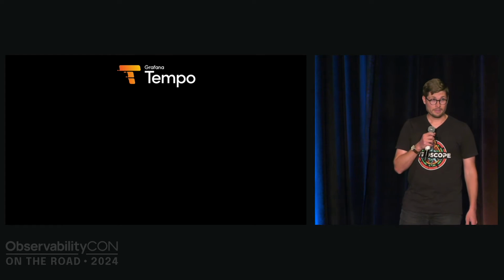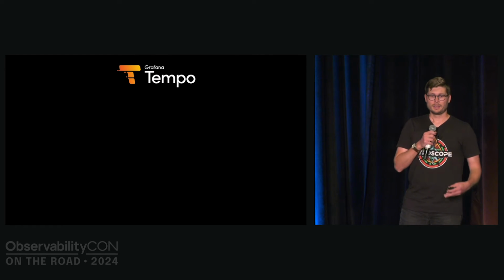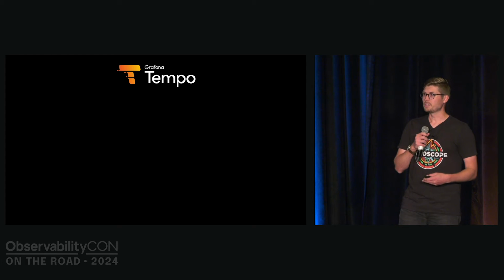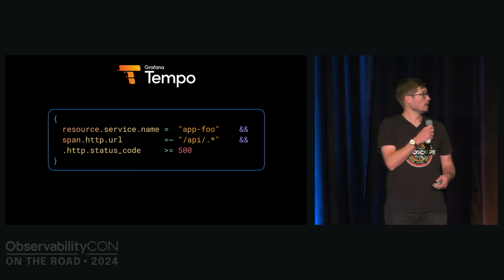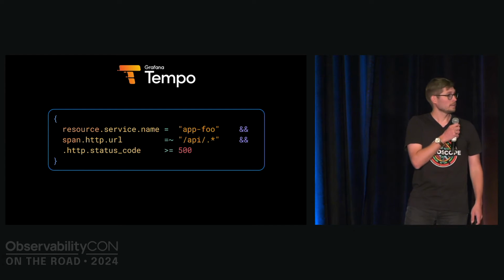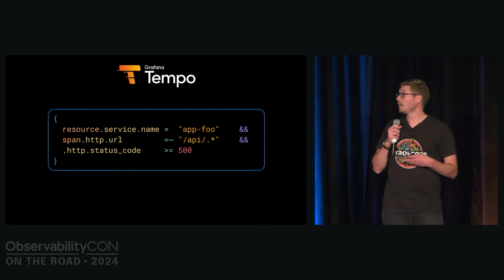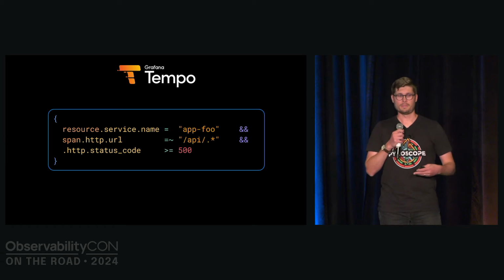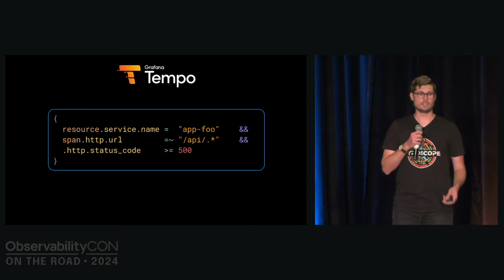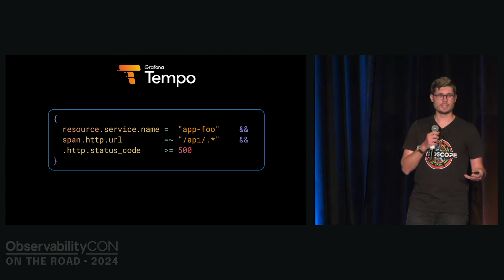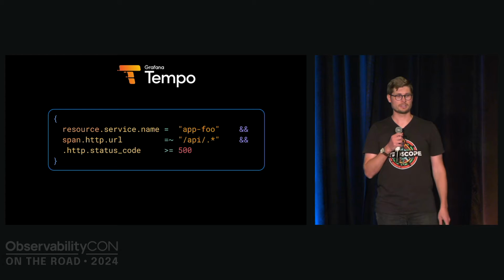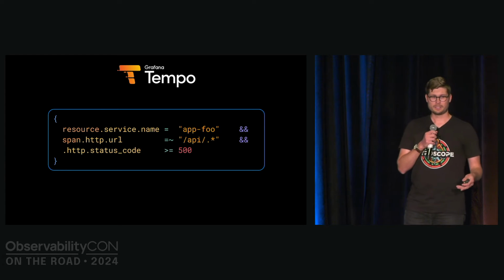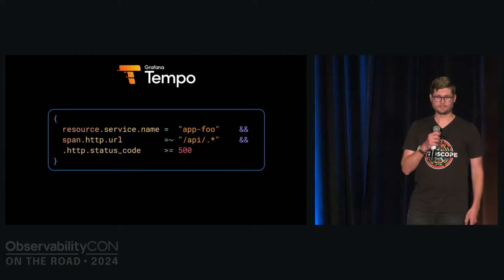Before we dive into the features, I just want to give an overview of TraceQL, which is Tempo's query language. Here's an example TraceQL query. This one will select all of the traces that match each of these conditions. In this case, we're looking for a service name appfoo, and we want to constrain to URLs that match the /API regex, and we want only status codes in the 500 family.